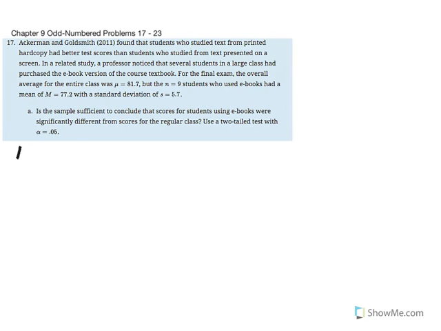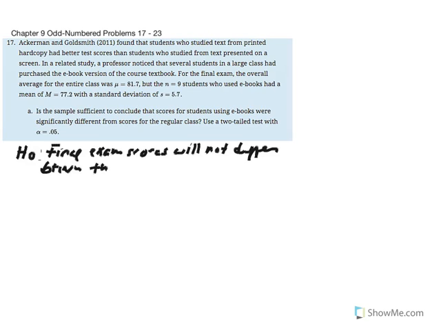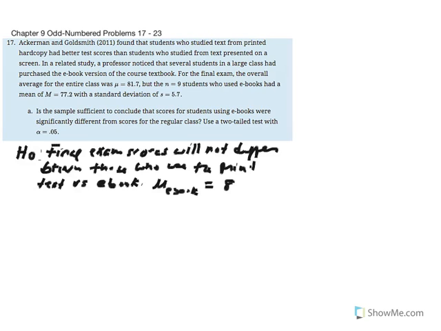So we'll begin with our null and research hypothesis. The null will state that the final exam scores will not differ between those who use the print text versus ebook. And the notation would be the average final exam score for the ebook users would equal that of the print book users, which was 81.7.